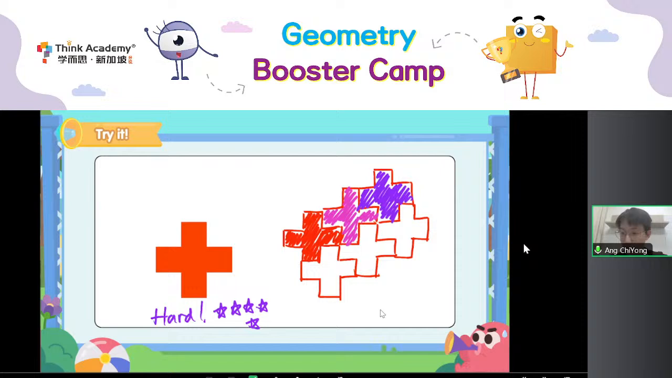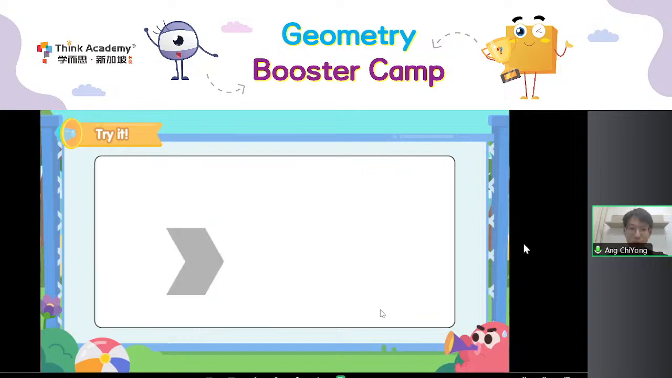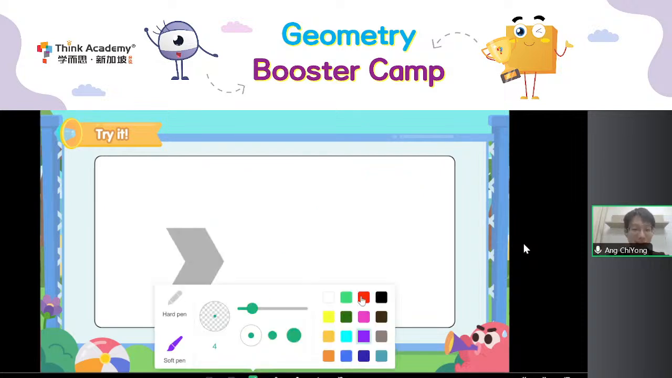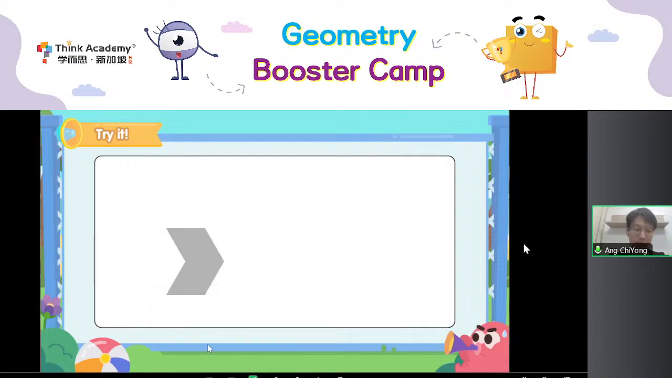Now, the next one, I won't forget for Isabella. This is for you. What shape is this? To be honest, I have no idea. I don't think there's a name for this. But you can do tessellation with this. Let me show you. And in fact, this is the most interesting one. I think there are 2 different ways you can tessellate with. 2 ways. Let me draw the first way.